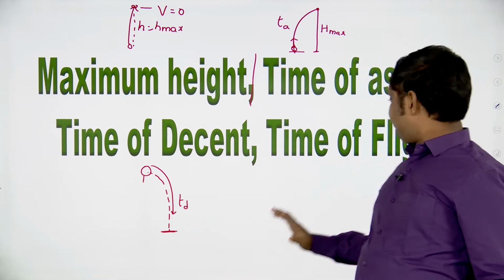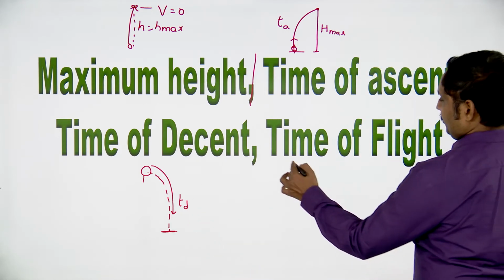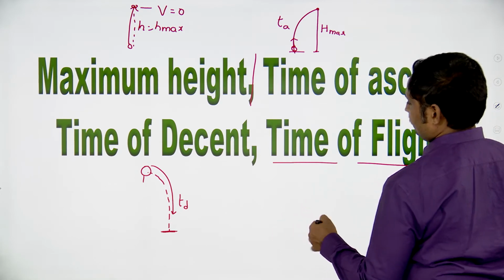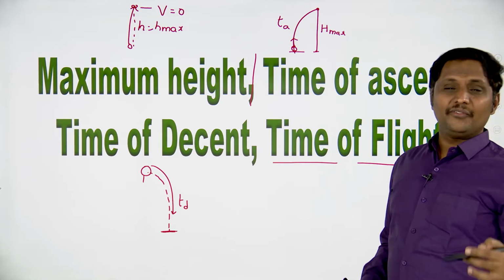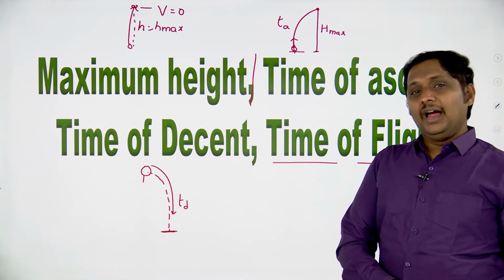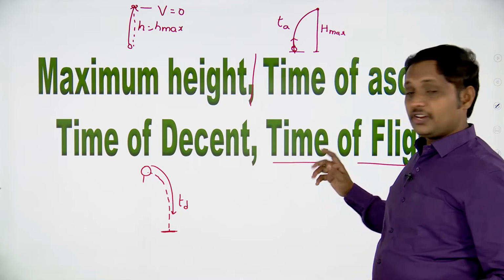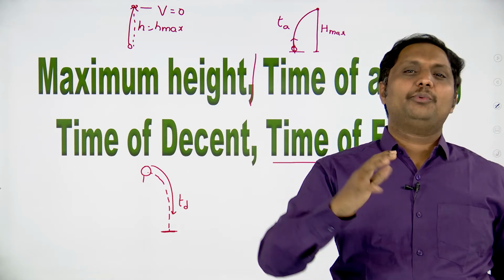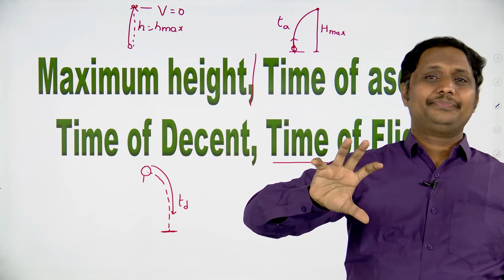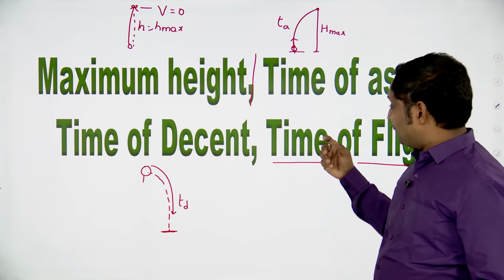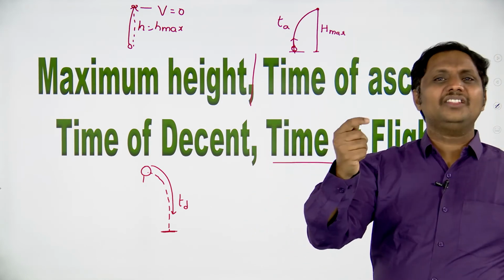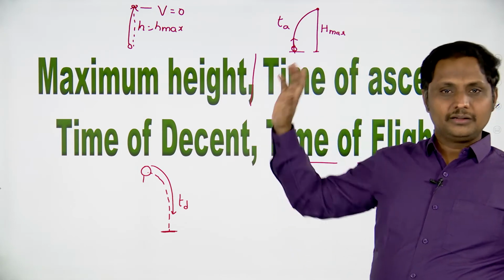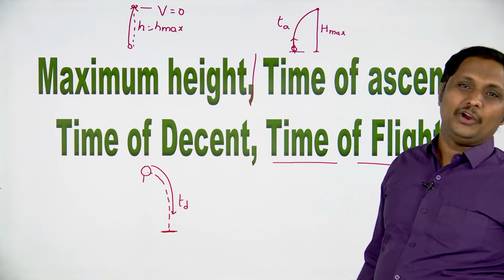It's very clear. What about the time of flight? Time of flight is the time of ascent plus time of descent. One more thing you can know about the time of flight: it is the time spent by the projected body in the air, the total time the projected body remains in the air from the point of projection to the terminal point.